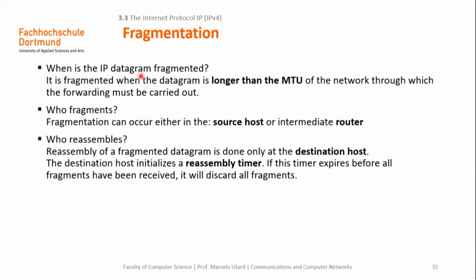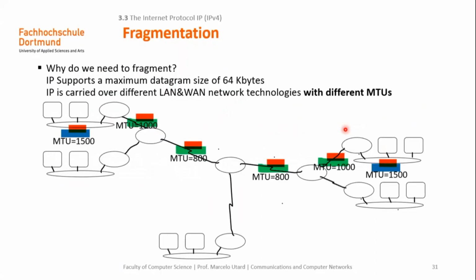When is the IP datagram fragmented? It is fragmented when the datagram is longer than the MTU of the network through which the forwarding must be carried out. Who fragments? Fragmentation can occur either in the source host or any intermediate router. Remember this topology where we have, for instance, different MTUs. The fragmentation could occur here, for instance, at the origin, at the source host, or at any of those intermediate systems, that is, routers.